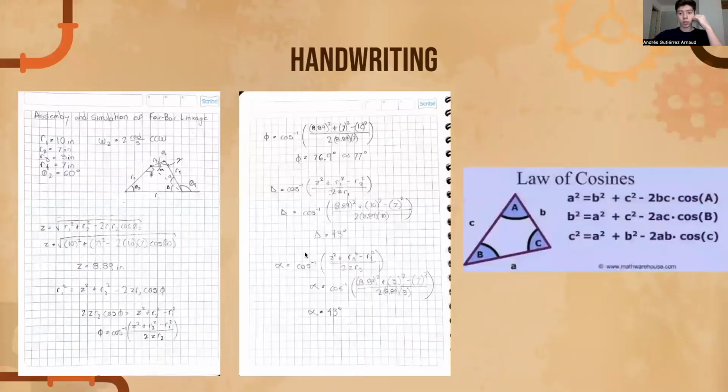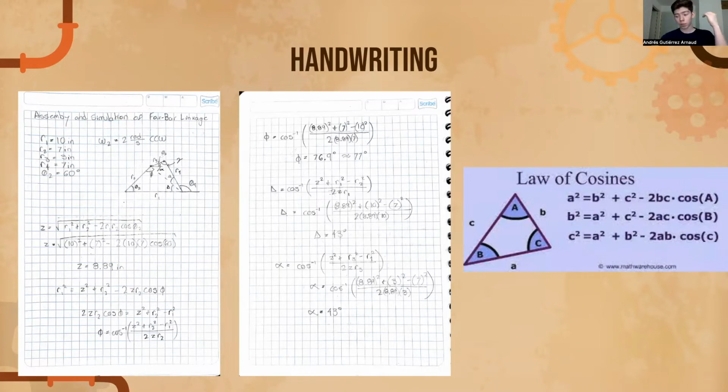So first, my mechanism was a double oscillation mechanism with the values of R1 10 inches, R2 7 inches, R3 3 inches, R4 7 inches, theta 2 at an angle of 60 degrees, and the angular velocity of R2 at 2 radians per second going counterclockwise.